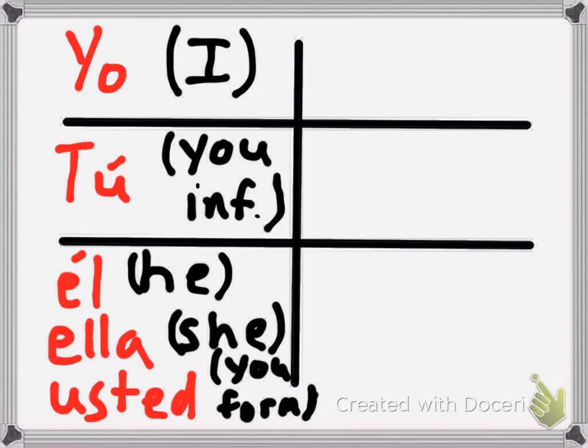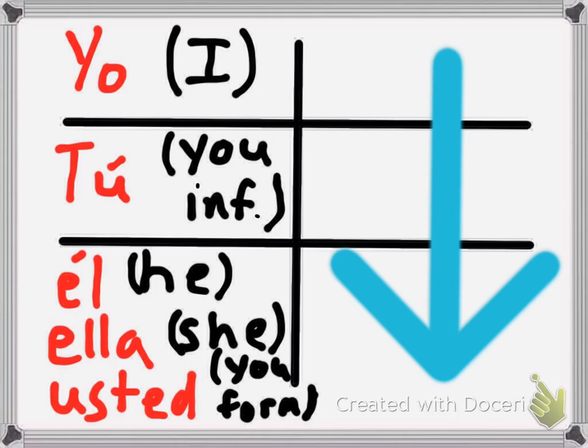So yo, I, tú, you, él, he, ella, she, usted, you, formal. Now we're going to start filling in this right side of the chart.